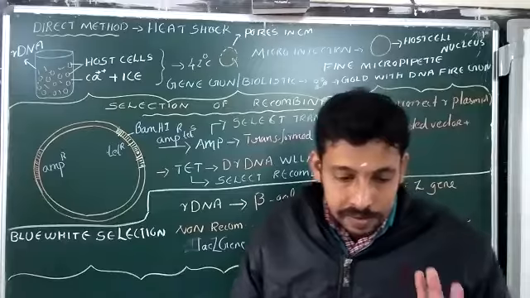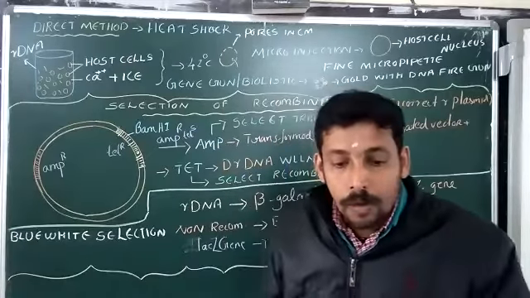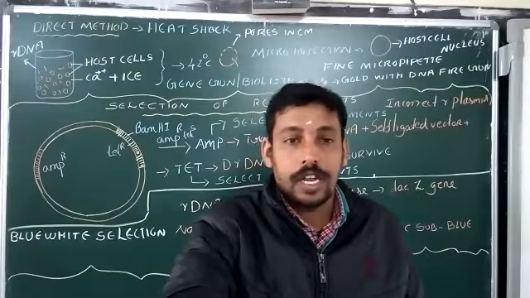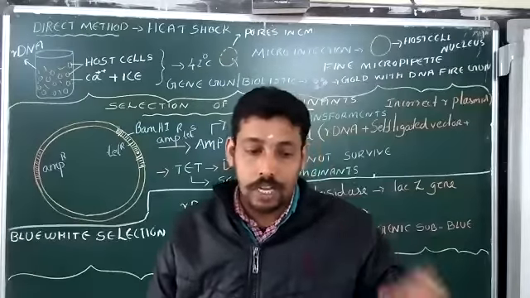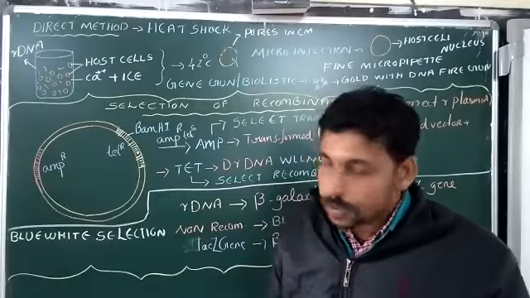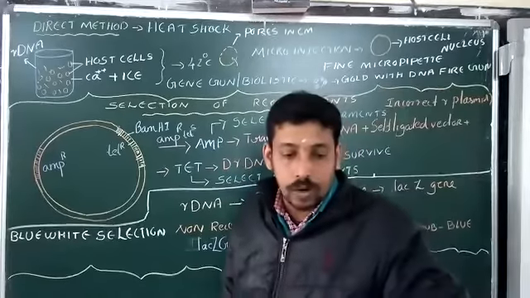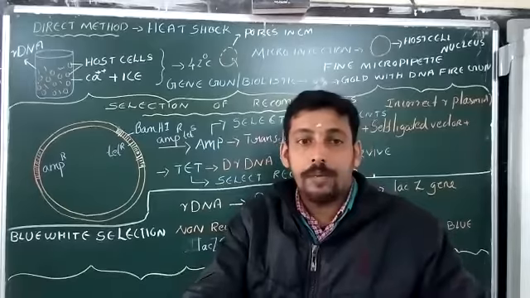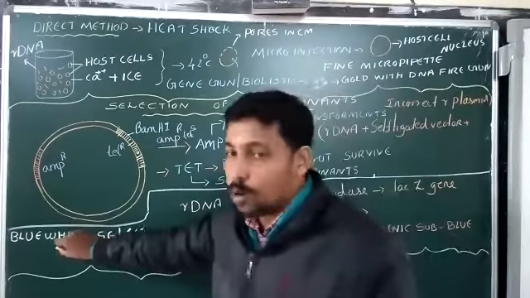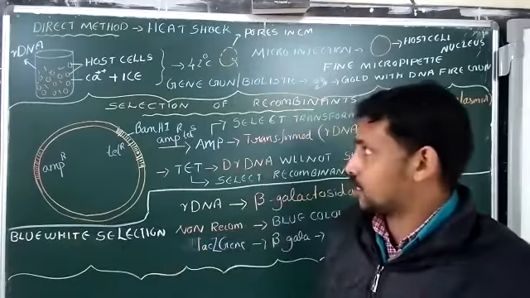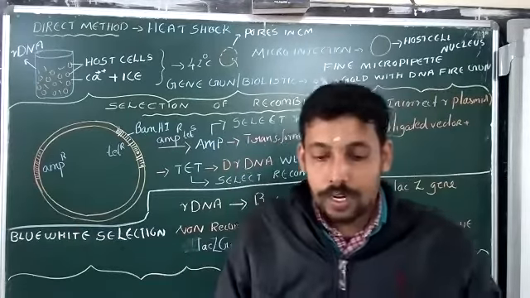Okay. Now we are coming to the next topic, that is the methods of selection of the recombinants. What is the method of selection of recombinants? Here there are two types of selection. One is known as the antibiotic resistance gene, and another one is known as blue-white selection. So we are talking about the selection of recombinants.